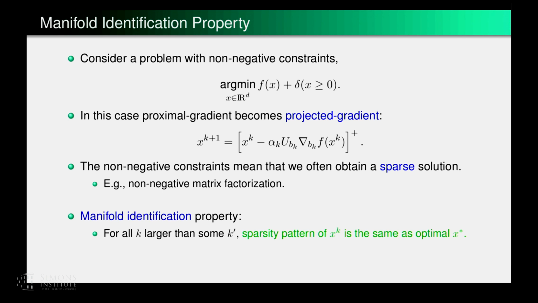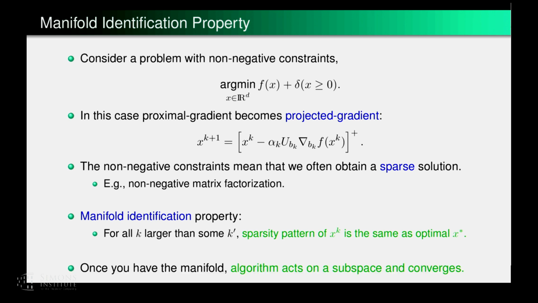And what I want to emphasize here is what's called the manifold identification property. That is, if I take all k larger than some k prime, the sparsity pattern of my xk is going to be the same as the sparsity pattern of the optimal x star. So if you're ultimately interested in what the final set of non-zeros are, you don't have to run the algorithm forever. After some finite number of iterations, you know what the final non-zeros are. And this is nice, because once you're at the final set of non-zeros, you're effectively solving a lower dimensional problem. Instead of solving the problem in the original n-dimensional space, you're solving it in this lower dimensional space, and so your condition number should be better in the lower dimensional space.